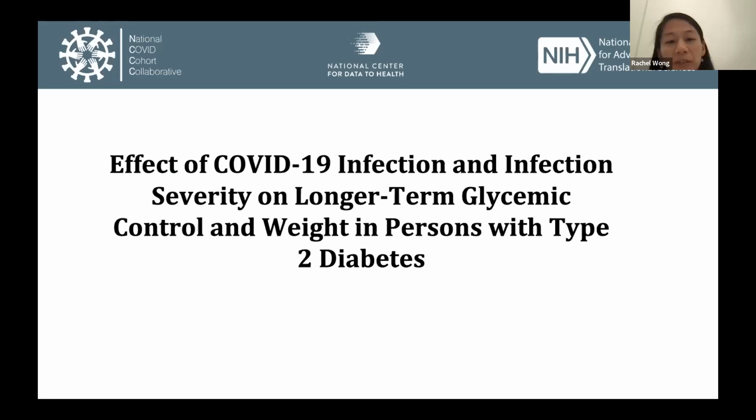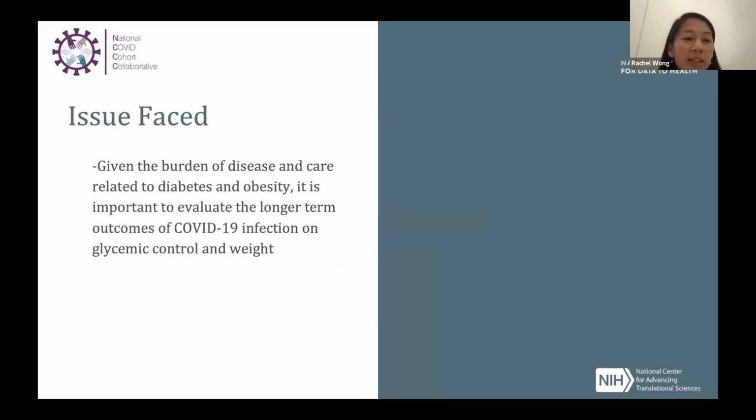So this was the effect of COVID-19 infection and infection severity on longer term glycemic control and weight in persons with type 2 diabetes. So basically, what is COVID doing to our patients with diabetes? The issue that we're talking about here is that diabetes and care related to diabetes and obesity make up a huge, huge burden of healthcare within the US. And so it's important to evaluate whether there are longer term sequelae of COVID infection on glycemic control and weight.